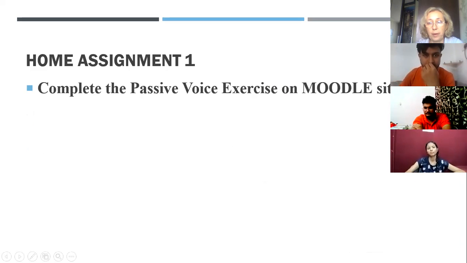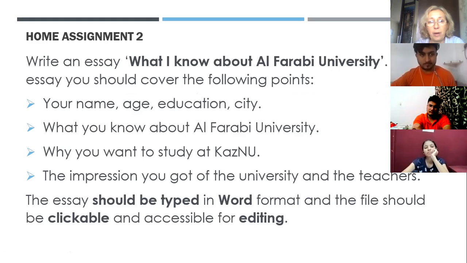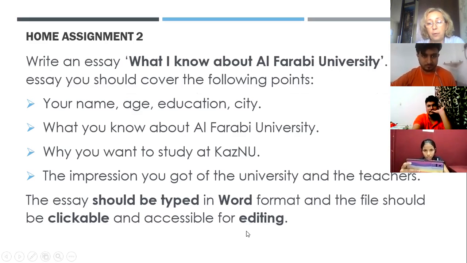So there'll be two of them. The first is you'll start after the class, you'll deal with the exercise with the verbs in the passive and active voice. The file is attached on the Moodle site. And the home assignment number 2 is to write an essay. It's also given on the Moodle site, and it should be typed in Word format, so that the file should be clickable and accessible for editing.